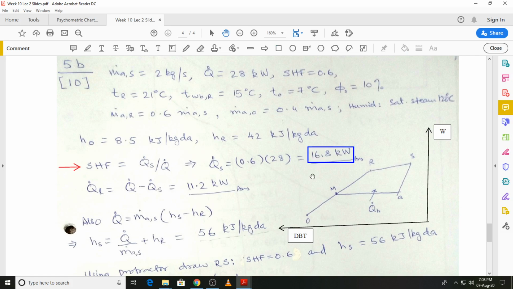Then the latent heat loss can again be easily found, because we know that the total heat loss is the sum of the latent and sensible heat loss values, and that gives us the latent heat loss, which comes out to be 11.2 kilowatts. The sum of the two must be equal to 28 kilowatts. So 11.2 plus 16.8 will give you 28 kilowatts.